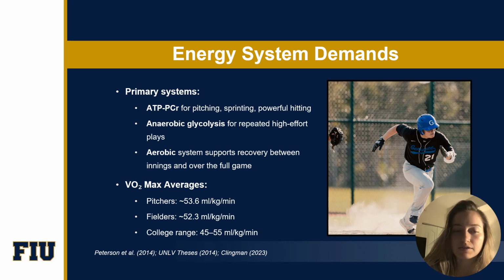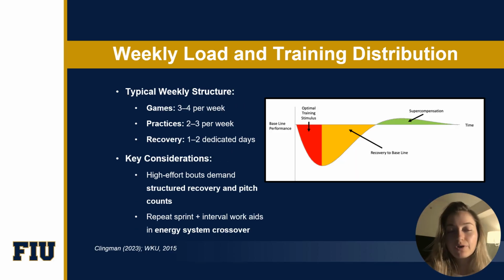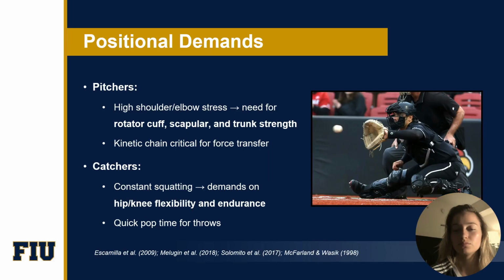A strong aerobic base doesn't make you faster, but it allows players to recover better and maintain output later in the game. A typical NCAA baseball week includes 3 to 4 games and 2 to 3 practices, often back to back. There may only be 1 to 2 days available for actual true recovery. That schedule means we can't just stack volume, we need to carefully plan when and how we load athletes. Pitchers need pitch counts and rest windows. Fielders and hitters can benefit from intermittent sprint work and interval recovery protocols to stay sharp throughout long series.